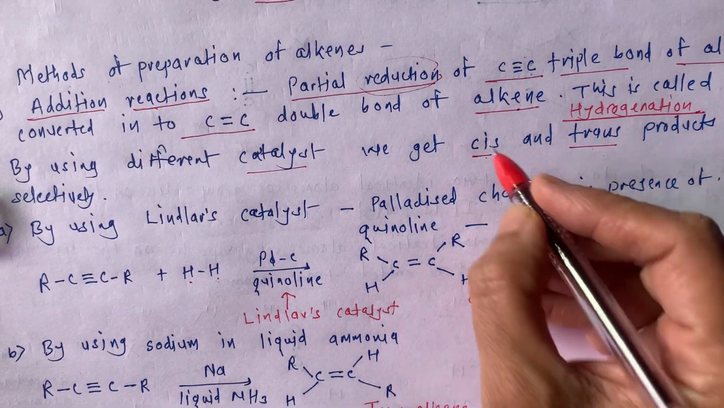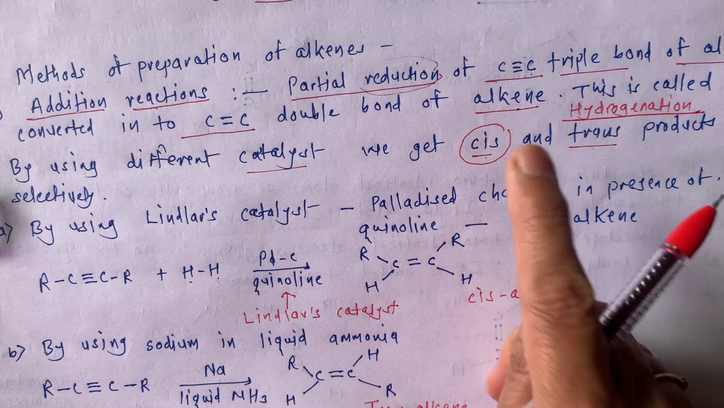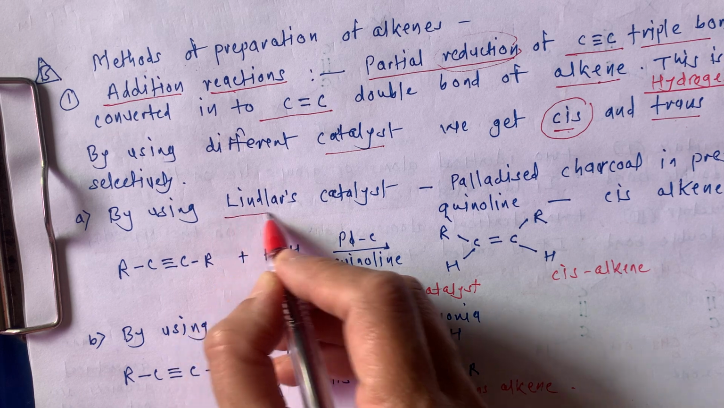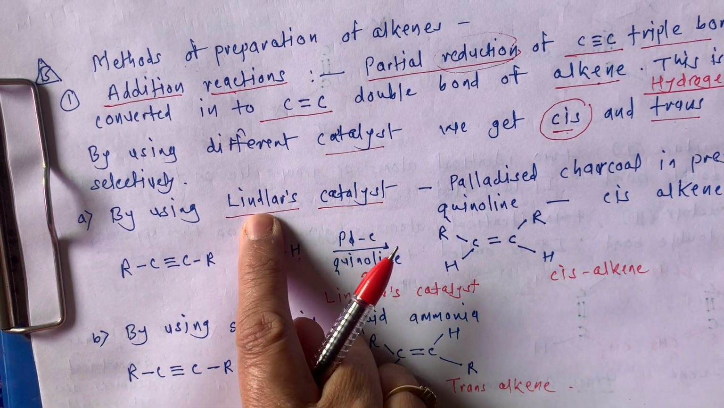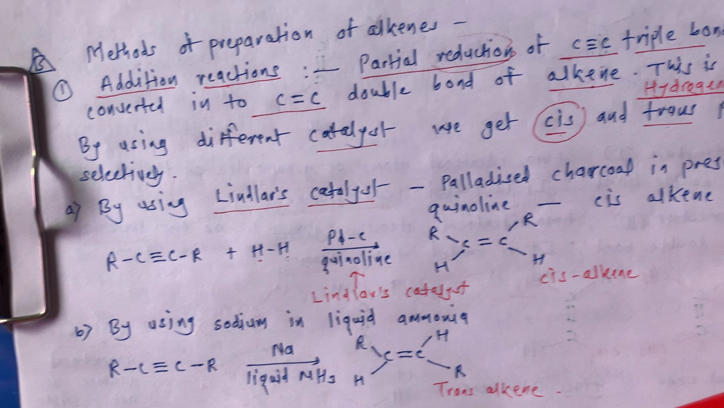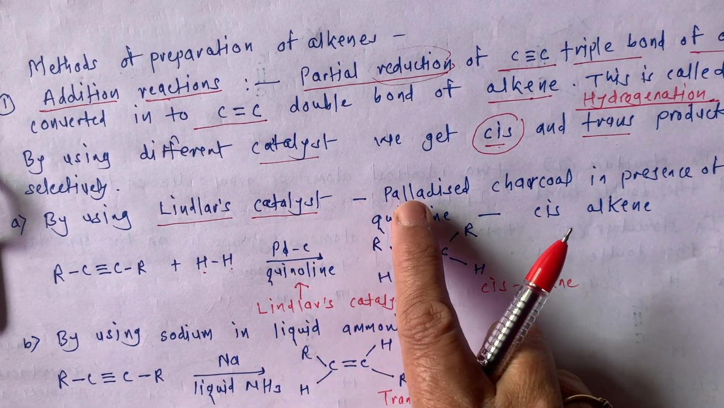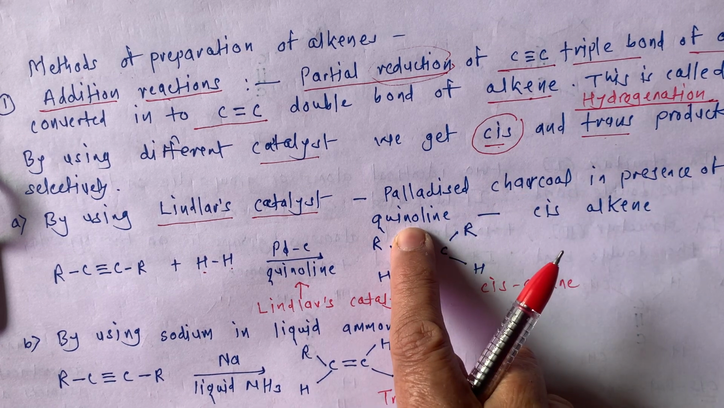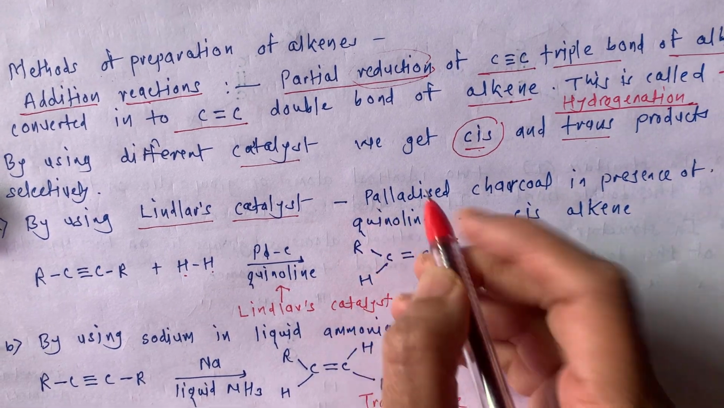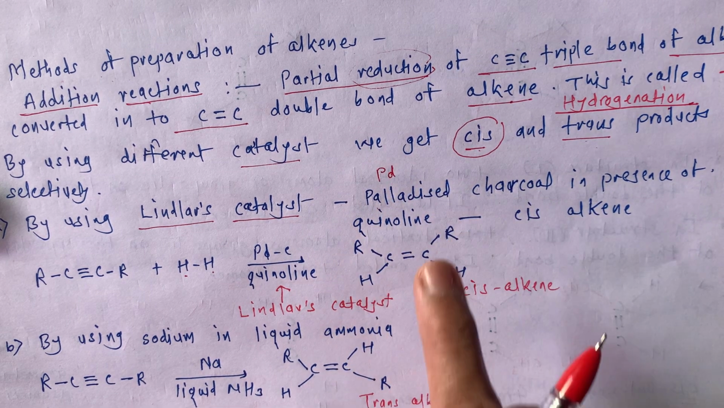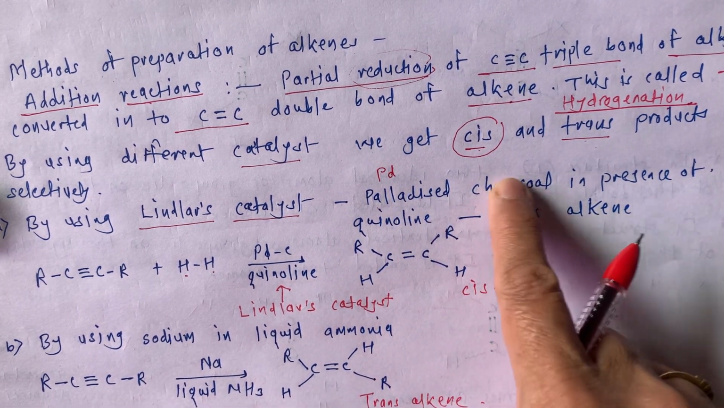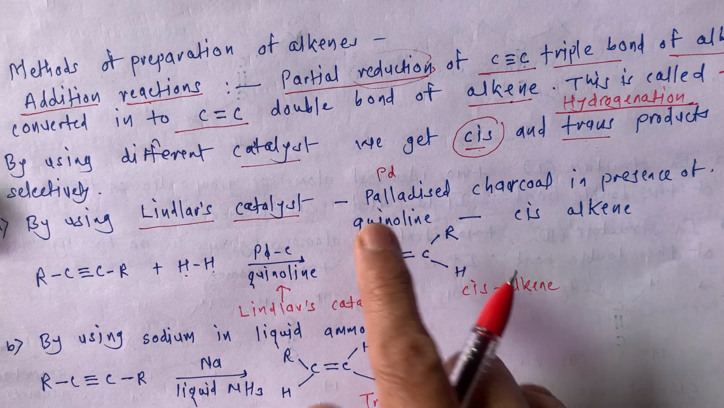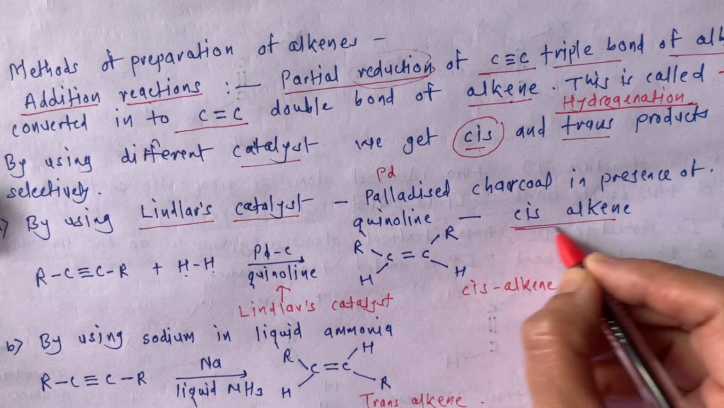So if you want the cis alkene, then you have to use Lindlar's catalyst. The name of the catalyst is Lindlar's. What is Lindlar's? Lindlar's is nothing but palladized charcoal in presence of quinoline. Please remember, palladized means palladium. So this is palladized charcoal, which is a very sensitive catalyst. In presence of quinoline, we are going to get cis alkene.